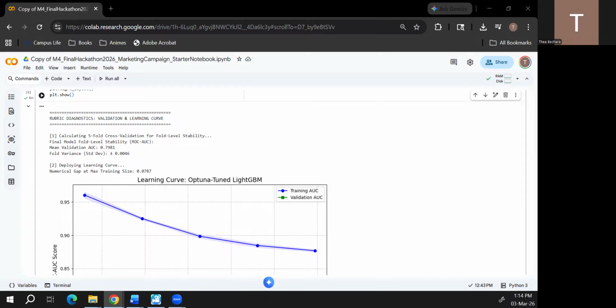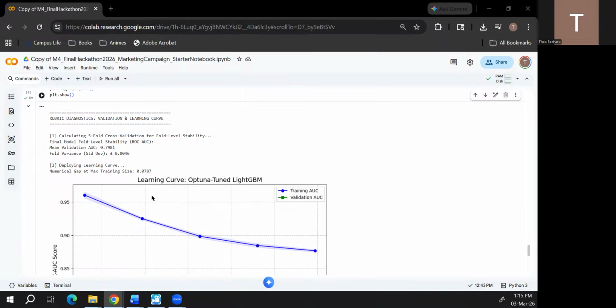As you can see in my diagnostic outputs, my optimized LightGBM model achieved a strong mean ROC-AUC of 0.7981 across all folds. More importantly, the fold-level standard deviation was exceptionally low, just 0.0046. This tight variance mathematically proves that the pipeline is highly stable and not just memorizing the training data.